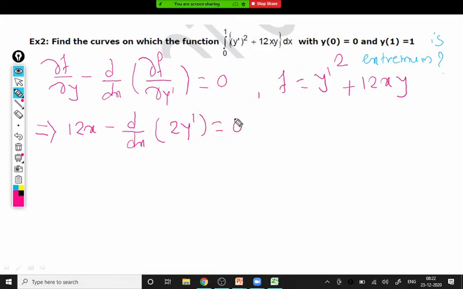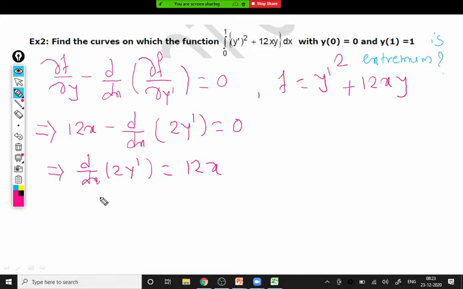So next step: integrate. Okay, so that is also fine. You can integrate, but I will simplify this first. You can integrate also, that is not wrong. So I will say d/dx of 2y' is equal to 12x. Okay, so this term is taken to the other side.